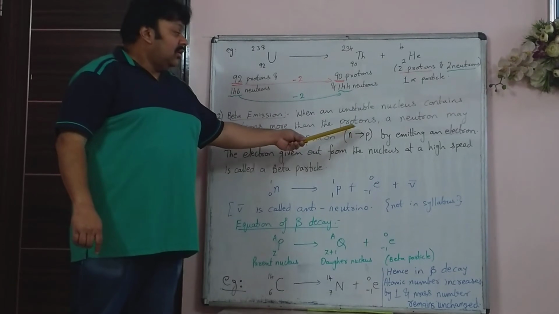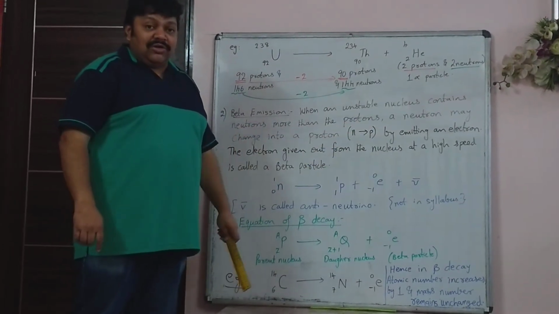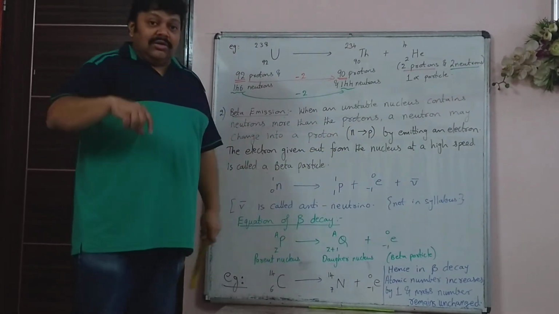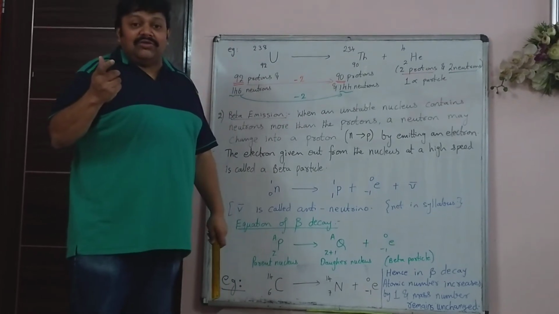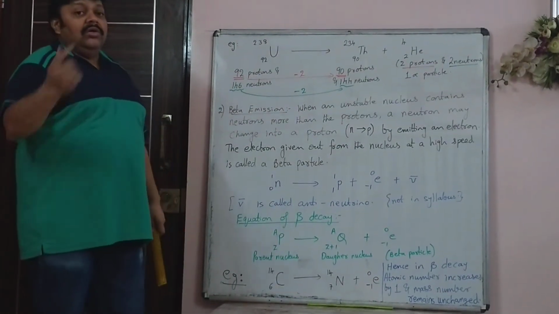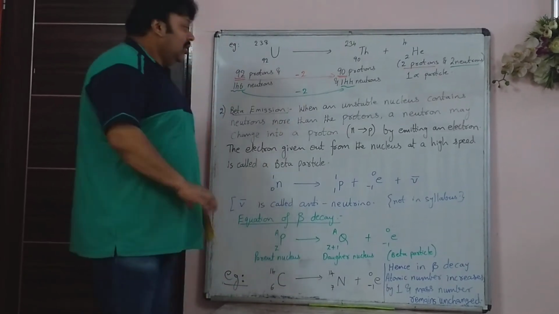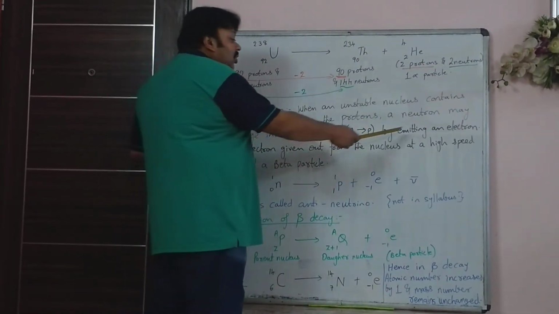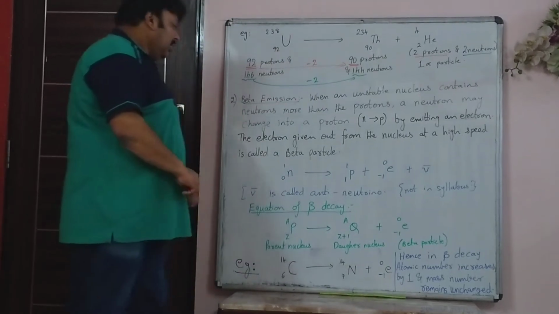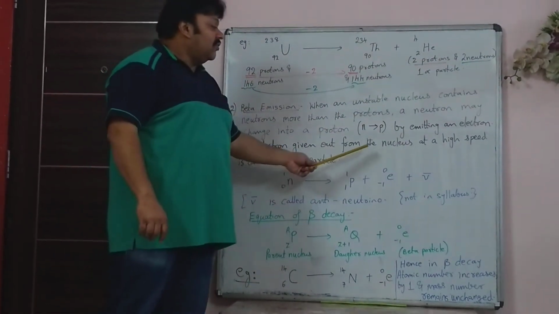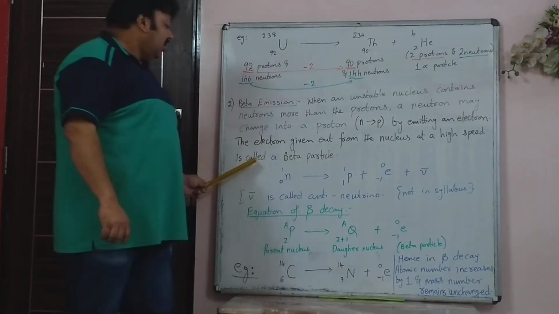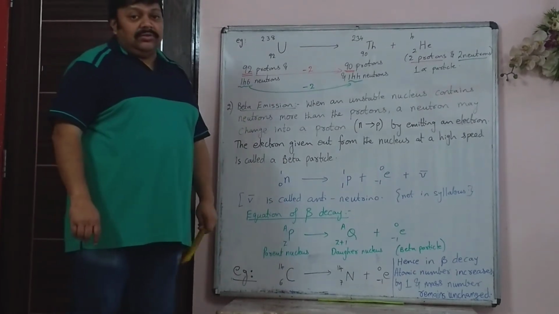The neutron was neutral, it is becoming positively charged, which means inside the neutron there may be some negatively charged particle which is thrown out. So a net positive charge effect is there on the neutron. So the neutron becomes a proton by emitting an electron. The electron given out from the nucleus at a high speed is called a beta particle.